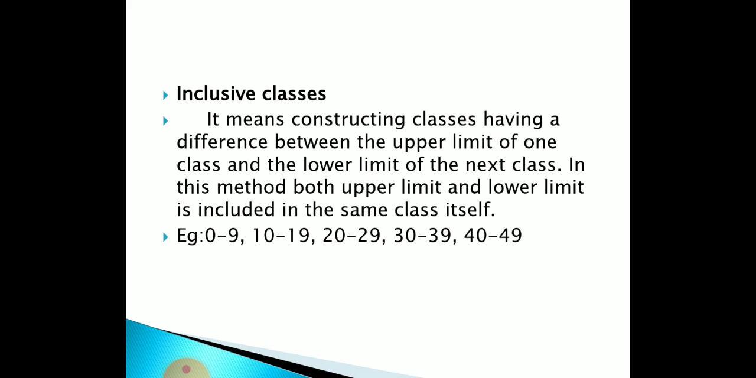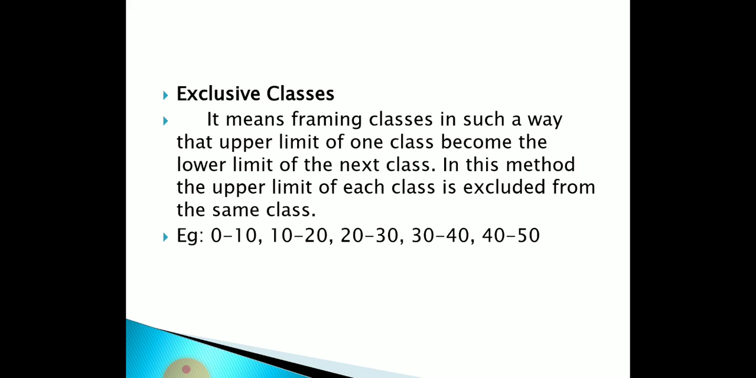ഫസ്റ്റ് ക്ലാസ് 0 to 9 ആണ്, രണ്ടാമത്തെ ക്ലാസ് 10 to 19 ആണ്. അപ്പോൾ ഫസ്റ്റ് ക്ലാസ്സിൻ്റെ അപ്പർ ലിമിറ്റ് 9, രണ്ടാമത്തെ ക്ലാസ്സിൻ്റെ ലോവർ ലിമിറ്റ് 10. ദാറ്റ് മീൻസ് ഡിഫറൻസ് ഈസ് 1 അല്ലേ. ഫസ്റ്റ് ക്ലാസ്സിൻ്റെ അപ്പർ ലിമിറ്റും സെക്കൻഡ് ക്ലാസ്സിൻ്റെ ലോവർ ലിമിറ്റും തമ്മിൽ ഡിഫറൻസ് ഉണ്ടാവും. ഈ 9 എന്ന വാല്യൂ ഫസ്റ്റ് ക്ലാസ്സിൽ വരും, 10 എന്ന വാല്യൂ രണ്ടാമത്തെ ക്ലാസ്സിലാണ് വരുന്നത്. അതായത് അപ്പർ ലിമിറ്റും ലോവർ ലിമിറ്റും അതേ ക്ലാസ്സിൽ തന്നെ വരുന്ന അർത്ഥം.